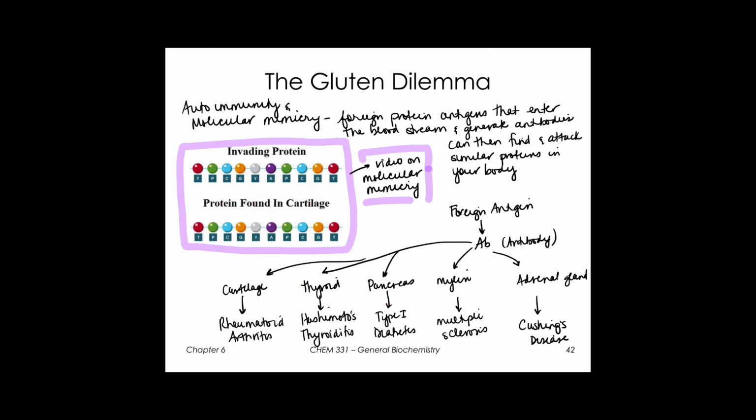Interact with tissues on your pancreas, and you'll develop type 1 diabetes. Interact with the myelin sheath on your neuronal cells, and you can develop multiple sclerosis. Interact with tissues on your adrenal glands, and you can develop Cushing's disease. So what you'll see here is there are a lot of different ways that gluten, by launching an immune response, can lead to several autoimmune diseases.